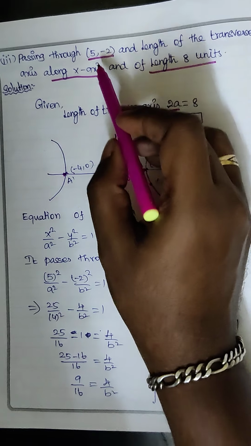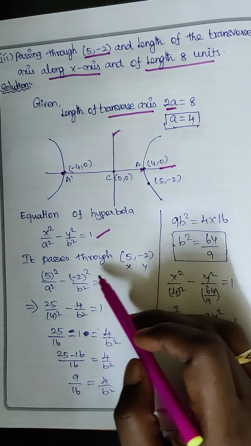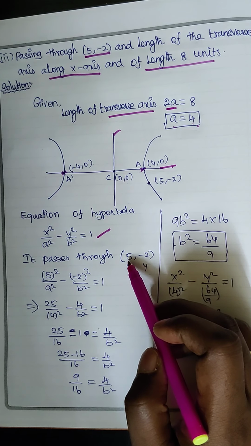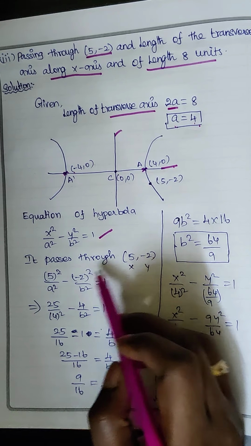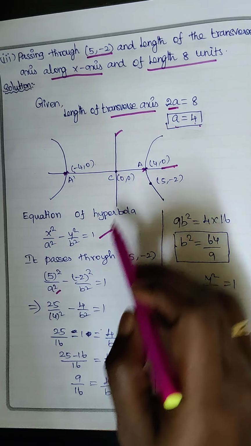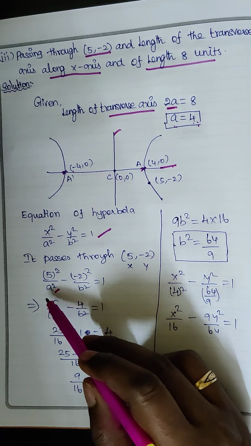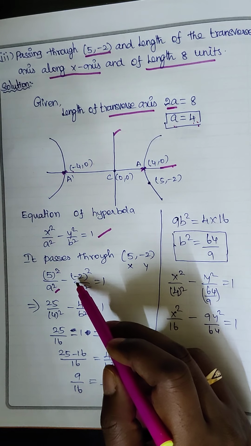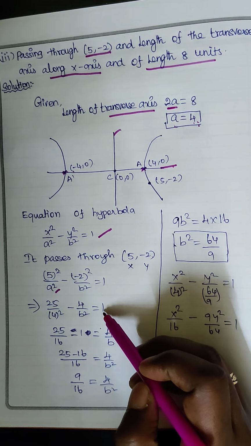So it passes through the point given, 5 comma minus 2, and we already know the a value. Now I am going to substitute. Passes through the point 5 comma minus 2. So 5 square by a square minus y value minus 2 square by b square is equal to 1. We already know a square is equal to what? 16. So 25 by 4 square minus 4 by b square is equal to 1.